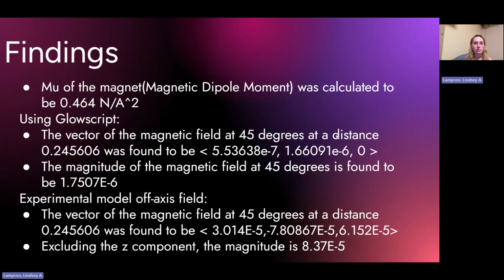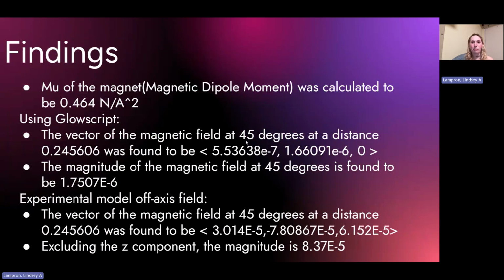So some findings, again, mu of the magnet we calculated to be 0.464 newtons per ampere squared. Using GlowScript, we found the magnitude of the magnetic field at 45 degrees to be 1.7507 times 10 to the -6th. And for the experimental magnitude, excluding the Z component, we found it to be 8.37 times 10 to the -5th. And these numbers are pretty close in value. Not perfect, but they are pretty close. And the reason that the vectors are not completely aligned is that the GlowScript is probably more accurate.